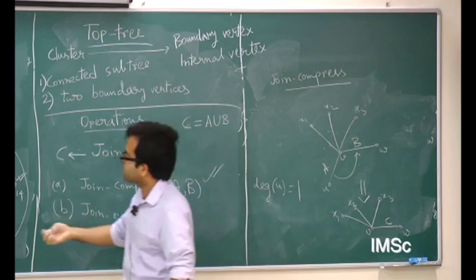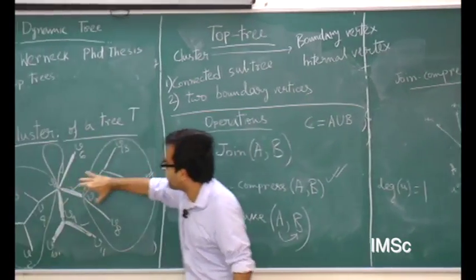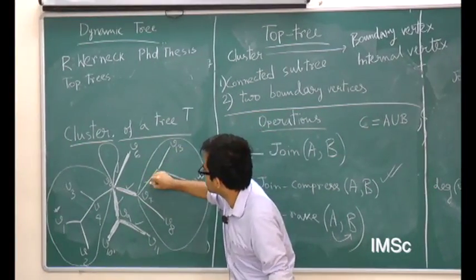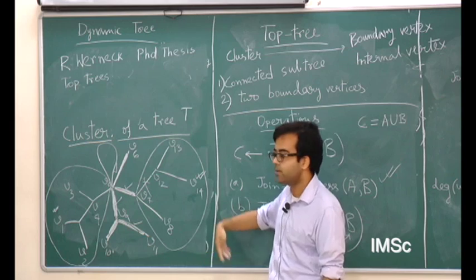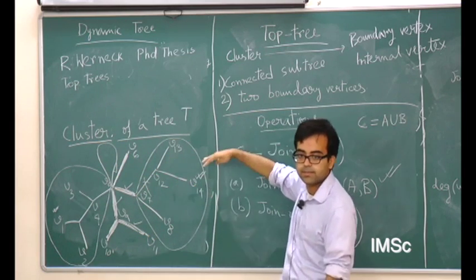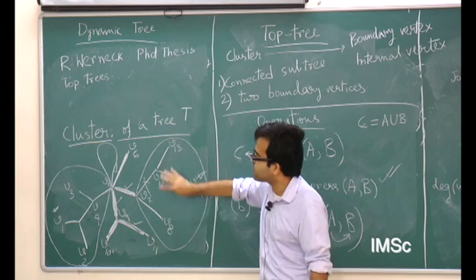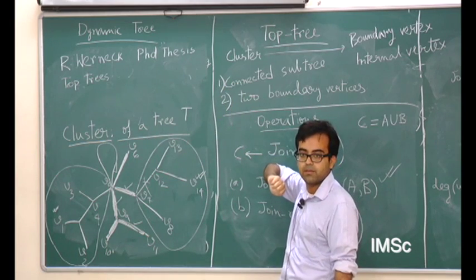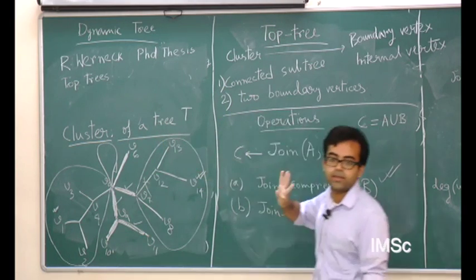Suppose this is the underlying tree. Now, suppose I delete this, what will happen? You will have to build two new top trees, one on this, the other one on this. And you have to ensure that each such top tree has height log n. I'm telling you that you can do that in log n time.